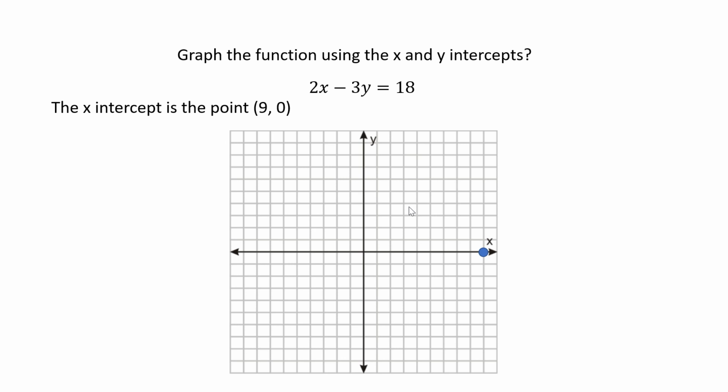We just figured out in the last slide that the y-intercept was (0, -6). A few slides back. And so now we have an x-intercept, which is (9, 0). We have a y-intercept, which is (0, -6). Connect the dots, and it is graphed.